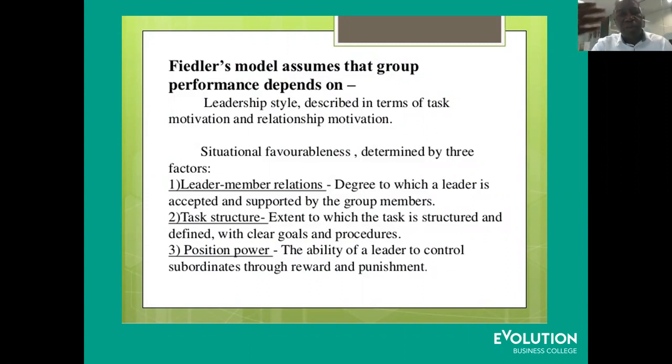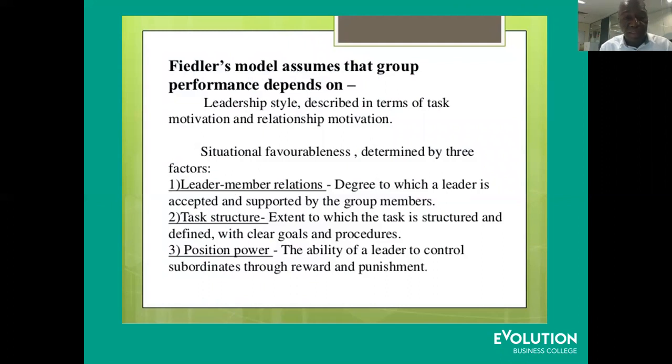So the situational favorableness is determined by 3 factors: leader-member relationship. So how is the relationship between the members and their leader? It is the degree to which a leader is accepted and supported by the group. If the leader is accepted very well by the group and there are good relationships, then that group will probably excel because they're in agreement with the leader, they are happy to be led, and the leadership style is something they easily respond to and understand.